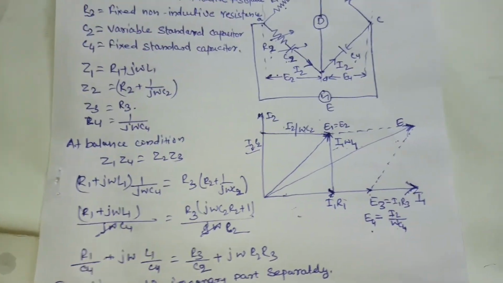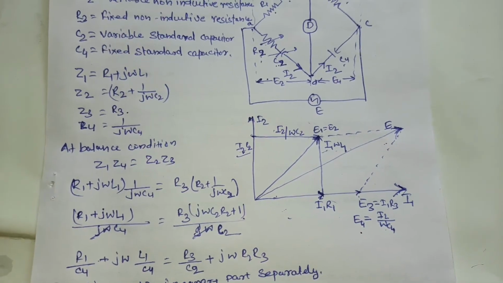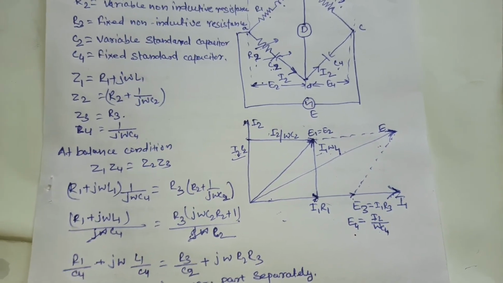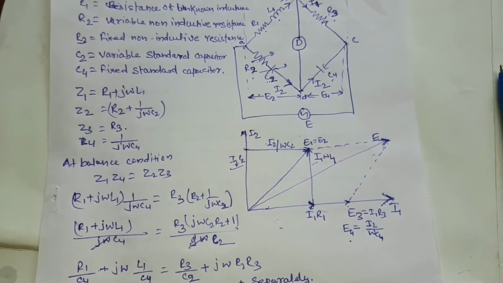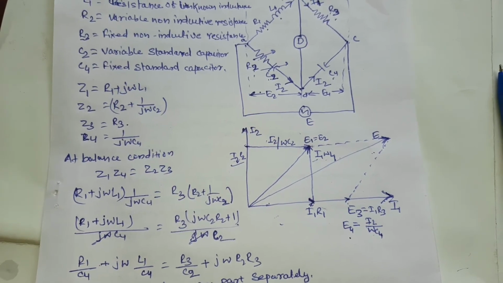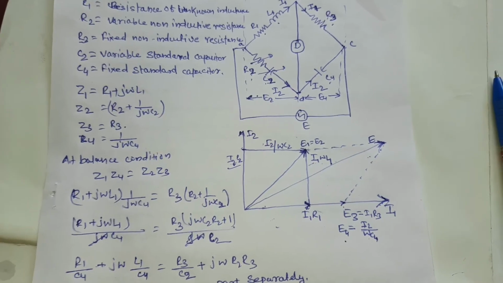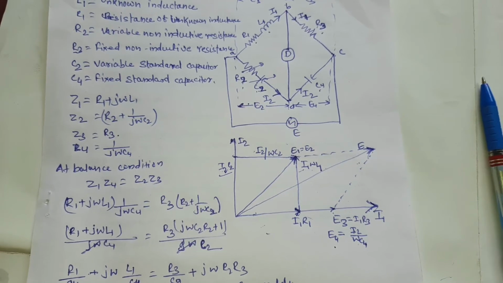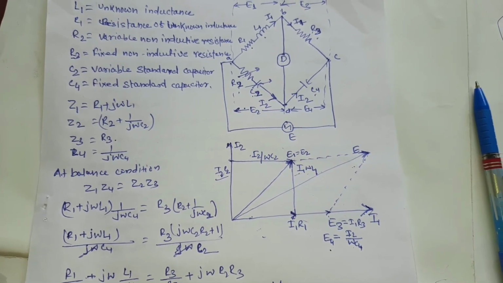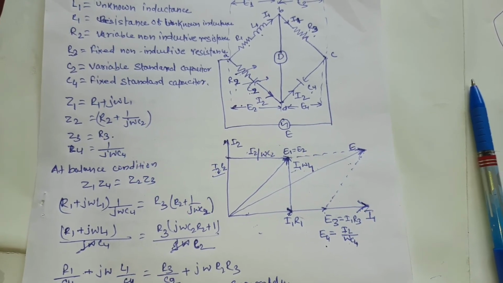So finally, for the measurement of self-inductance, we have discussed five types of bridges: Maxwell's inductance bridge, Maxwell's inductance capacitance bridge, the third one is the Hay bridge, the fourth one is the Anderson bridge, and the fifth one is the Owen bridge. Each and every bridge has some advantages and some disadvantages. The demerit of Maxwell's inductance capacitance bridge is overcome by the Hay bridge, Anderson bridge, and Owen bridge.